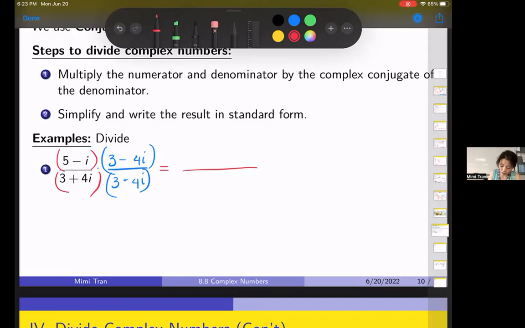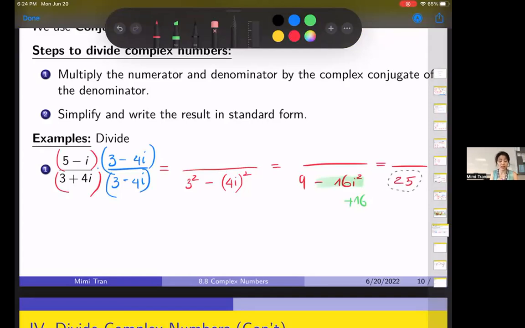A is 3, so 3 squared minus 4i, b is 4i, so (4i) squared. Well, 3 squared is 9. (4i) squared is 16i squared. Negative 16i squared becomes positive 16. Okay, we agree this turned positive. 9 plus 16 is 25. Okay, so that's the bottom.